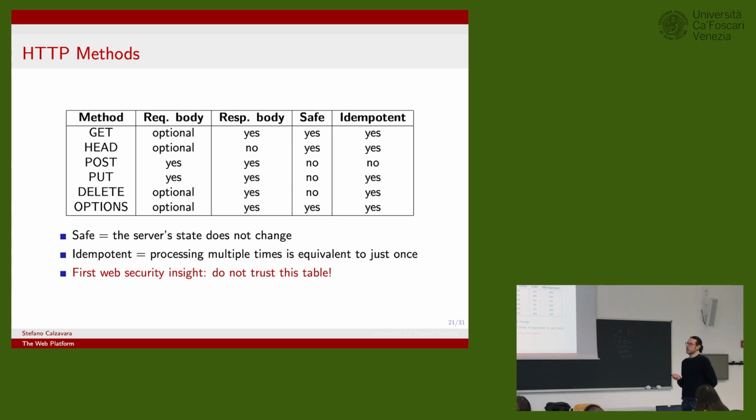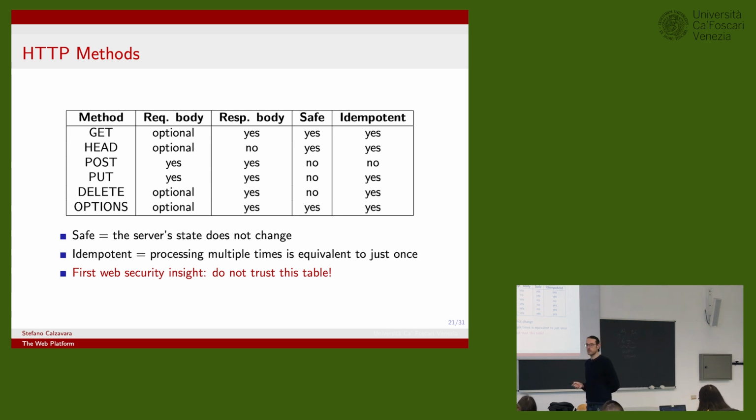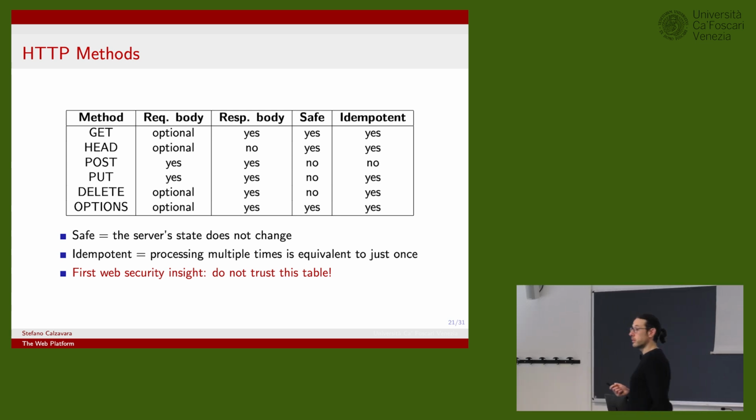If you check the HTTP spec, you can build a table similar to this. So for the different methods, you can find whether we have a request body and a response body. For example, in the case of a GET request, the body is optional in the request, but mandatory in the response. So you can find this information in the HTTP spec. And moreover, you will see, most interesting, that methods are classified as safe and idempotent.